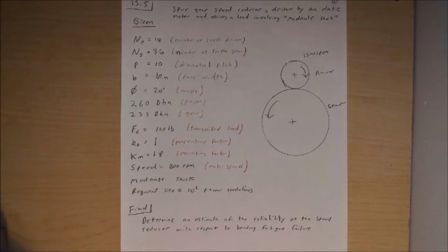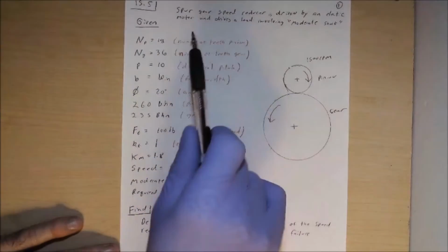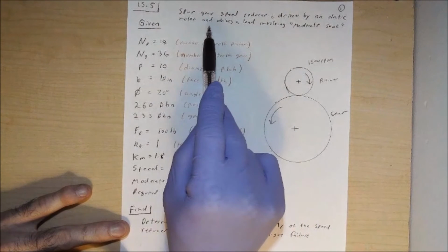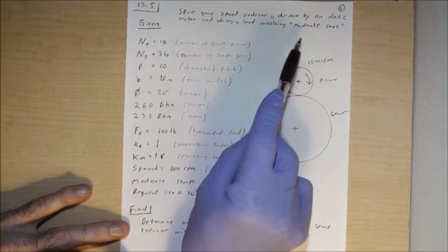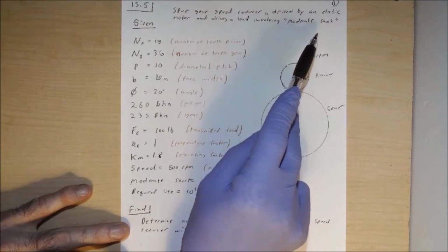So now that we've had a chance to look through the problem statement and the schematic diagram, the next thing we want to do is go through all of the information that they give us there, write down what variables we have, the values, how they relate to our problem, what they're looking us to solve for. So that's what we do here. Take a look. So we have a spur gear speed reducer, which is driven by an electric motor and drives a load involving a moderate shock. So that's the basic overview of the problem we have.